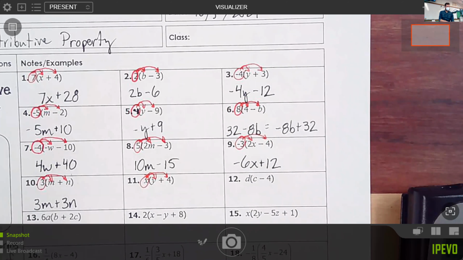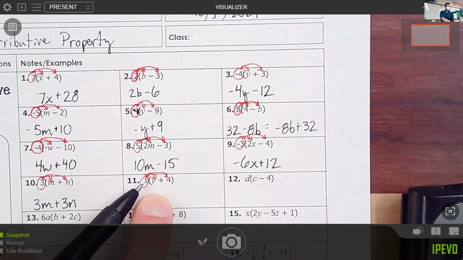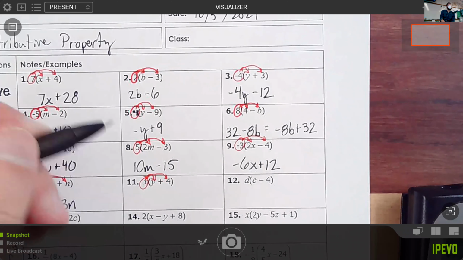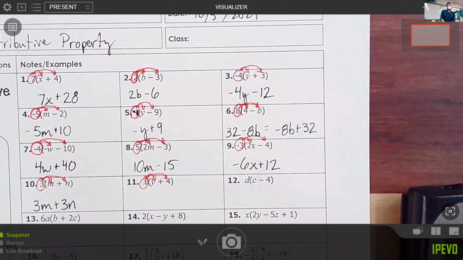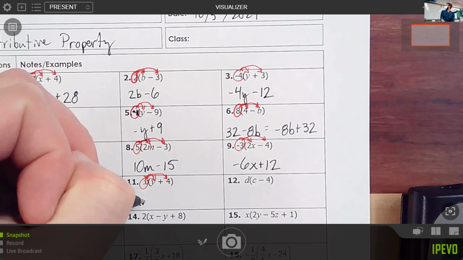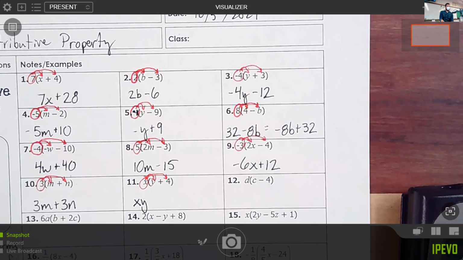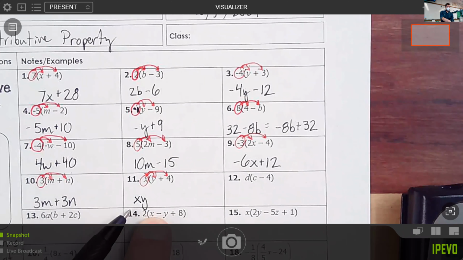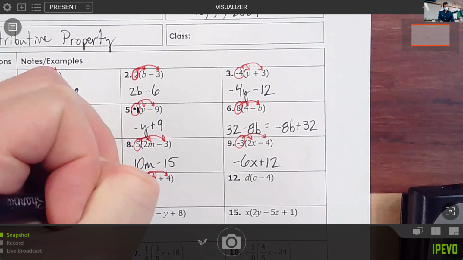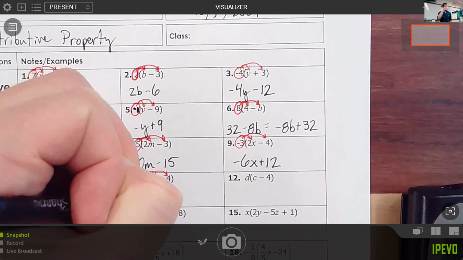Okay. Well, let's work through it. If we multiply these two variables together, x times y, what's the easiest way to write that? I'll give you a hint. Just write the letters next to each other. Yeah, xy, good. And then x times 4 is what? Yeah, xy plus 4x. Good.